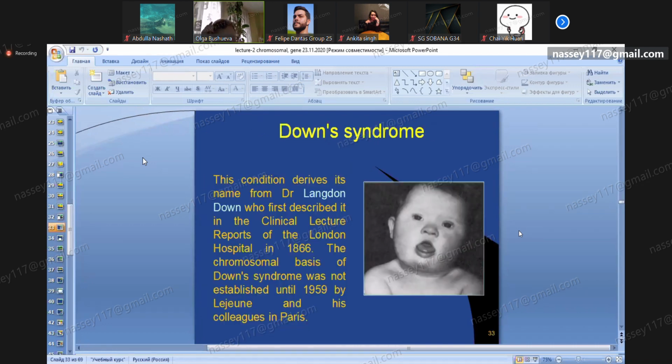Syndromes associated with chromosomal diseases. Down syndrome is the condition that derives its name from Langdon Down, who first described it in the clinical lecture reports of the London Hospital in 1866. The chromosomal basis of Down syndrome was not established until 1959 by Lejeune and his colleagues in Paris.